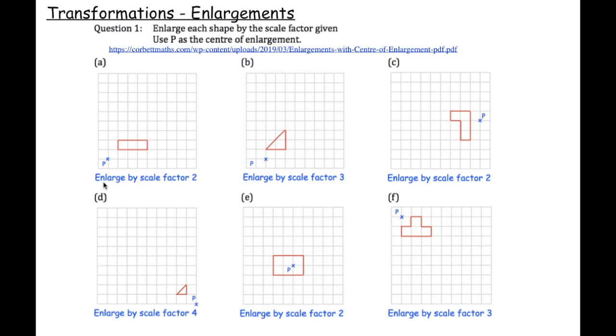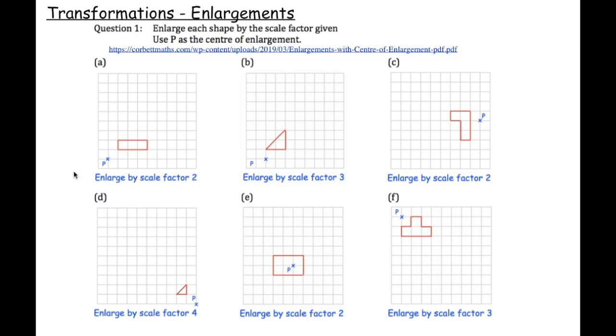So we're going to look at enlarging a given shape. In this case, we're going to enlarge this shape by a scale factor of 2, which means it doubles in size. If it's a scale factor of 3, it's 3 times bigger, and so on. And don't forget, if you get a scale factor of a half, it's actually half the size.